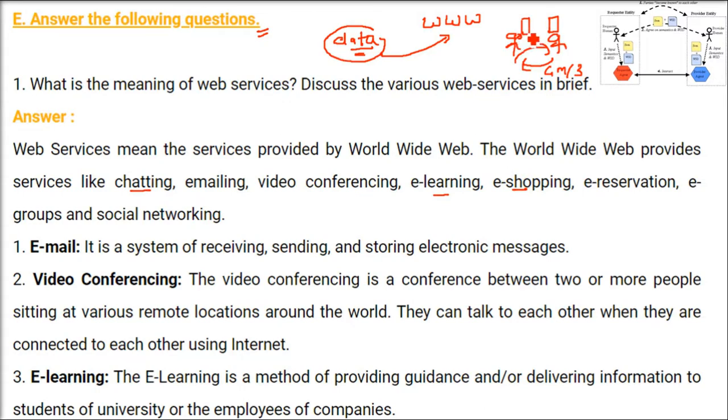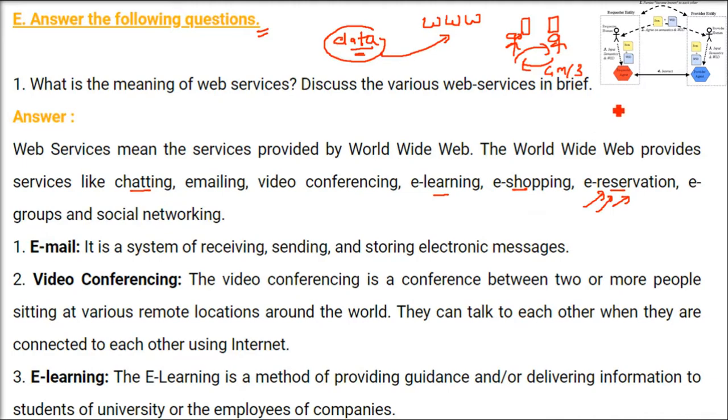E-shopping, that is, you just go to a shop and buy. E-reservation, if you want to go by train or aircraft, you don't need to go to the airlines. You just sit on your laptop, computer or smartphone, open the reservation and reserve as per your choice, which seat you want, what kind of food you want. You can do it on your smartphone.